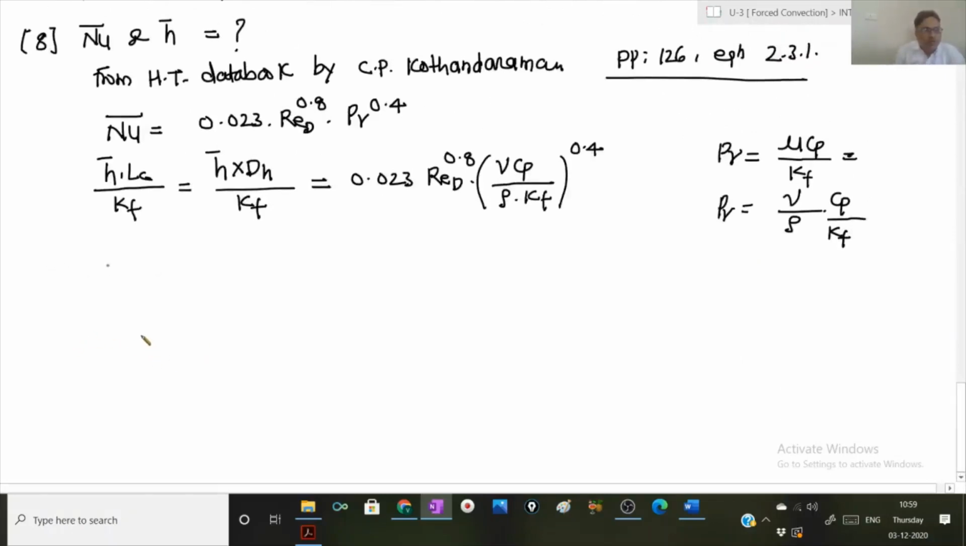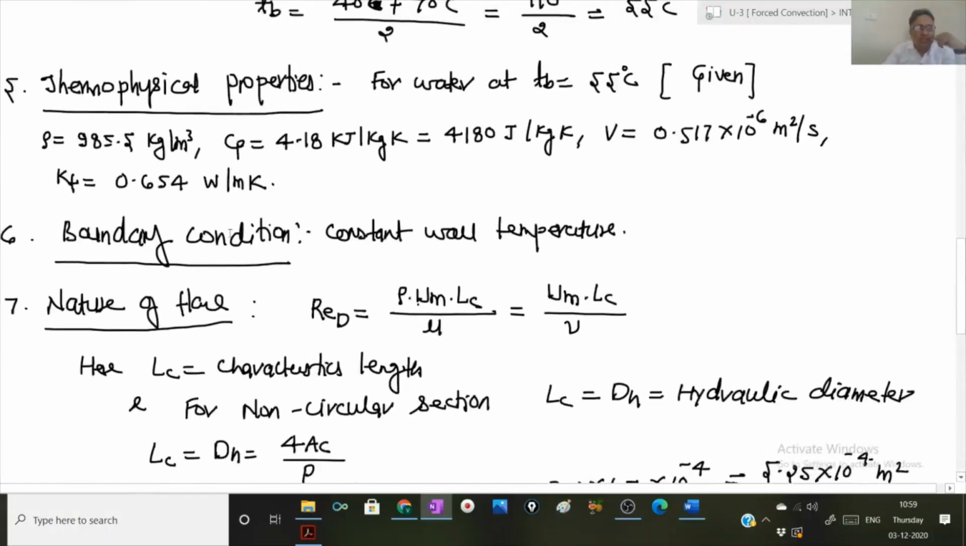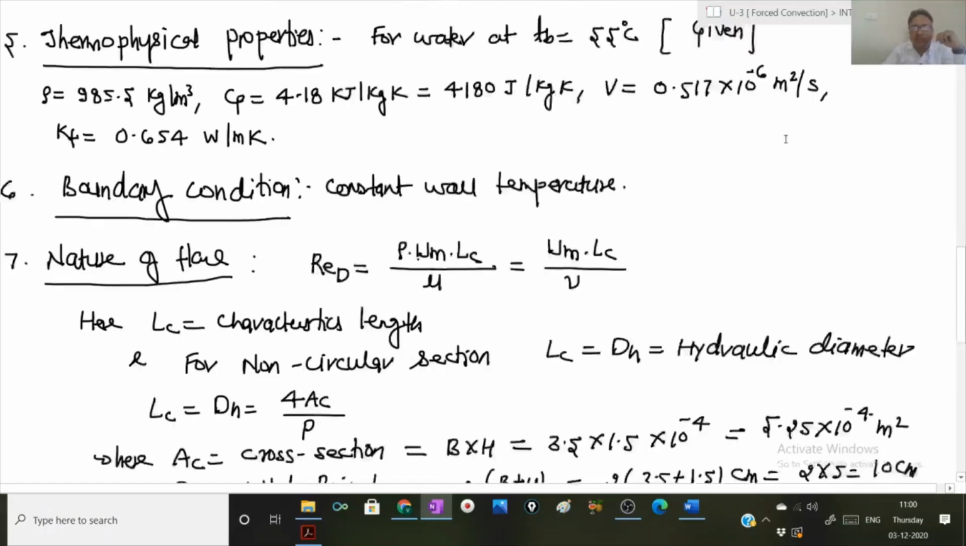So let us put all the values. H bar is to be calculated. The value of hydraulic diameter is 0.021. The value of thermal conductivity of water is 0.654. Let me check whether all these values are correct. Yes. Cp is 4180, rho is 985.5 and nu is 0.517 into 10 to the power minus 6.